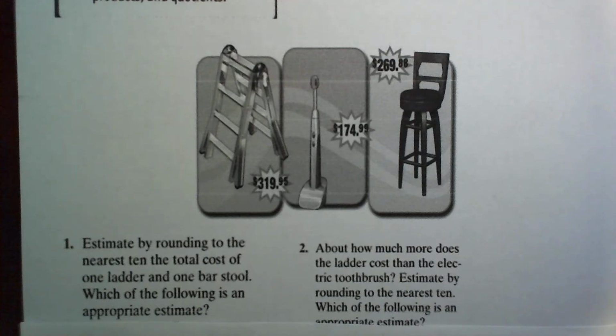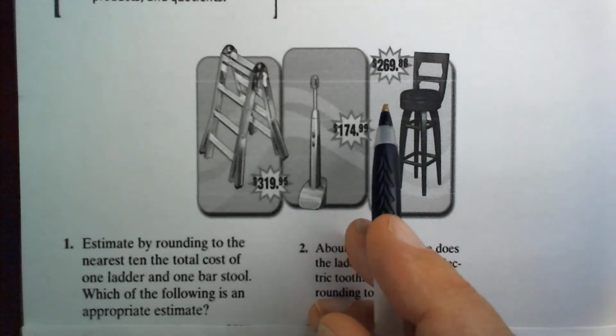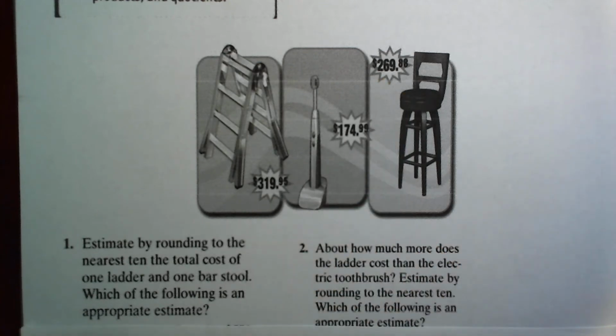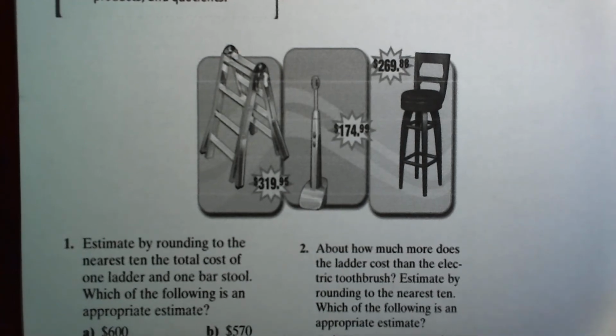it says estimate by rounding to the nearest 10 the total cost of one ladder and one bar stool. So rounding the cost of a ladder to the nearest 10, 319.95, that's 320. So in other words, it's 320 for the ladder, and for the bar stool to the nearest tens would be 270. So then that estimate will give us 590. So that's the answer to the first question.